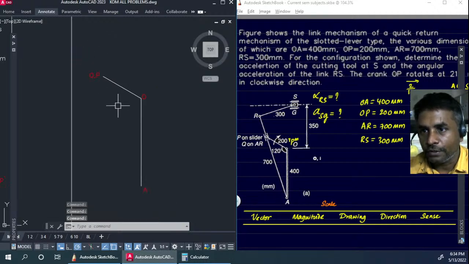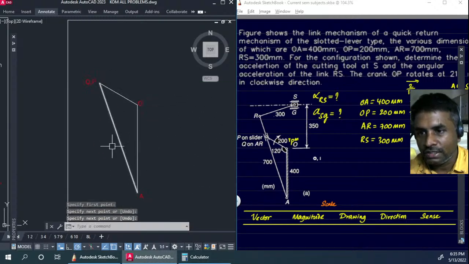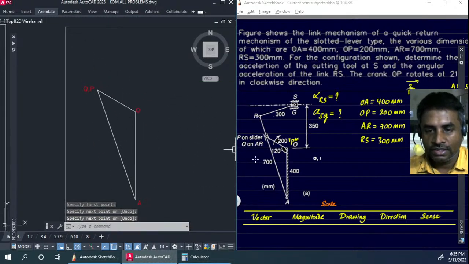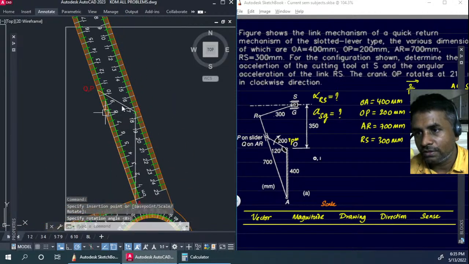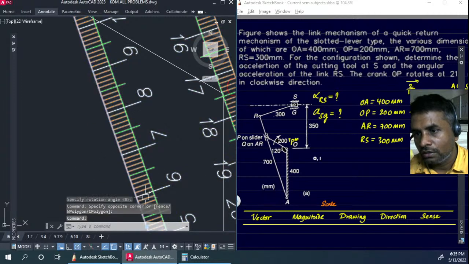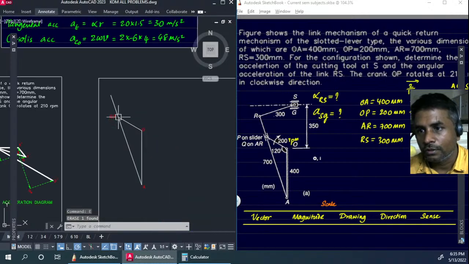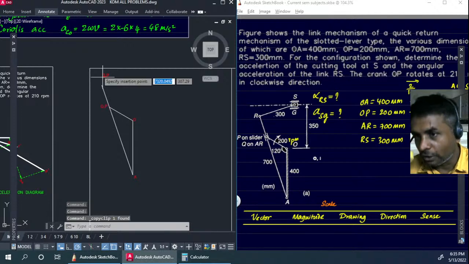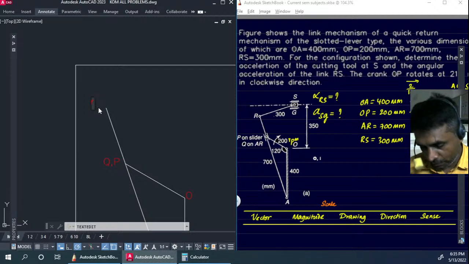Then I just need to join this, and I need to extend it till the length becomes 14 centimeters. So I'm going to take this, keep it here in this direction, and extend this line till I'm getting 14 centimeters right there. That endpoint is going to be R, capital R.